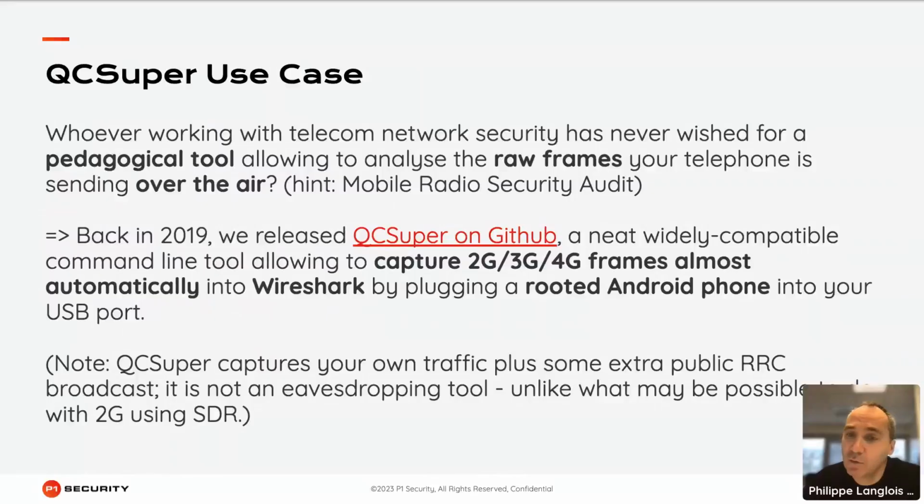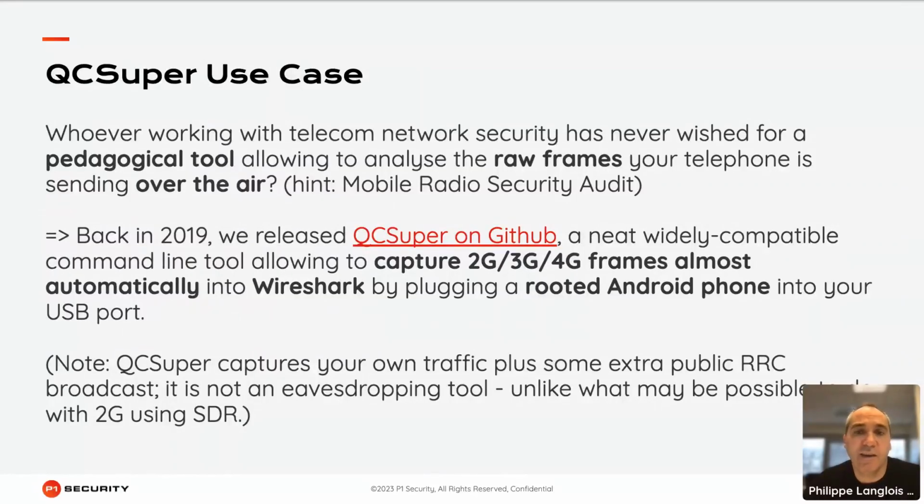Back in 2019, Marin worked quite a lot to release QCSuper on GitHub. It enabled you to capture 2G, 3G, 4G frames, and more importantly, to display them in real time in Wireshark by having a rooted Android phone connected through USB to your laptop.